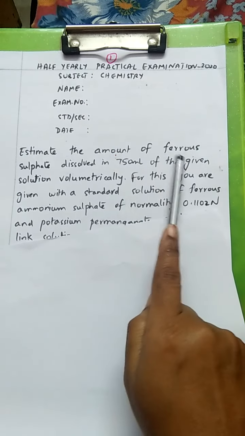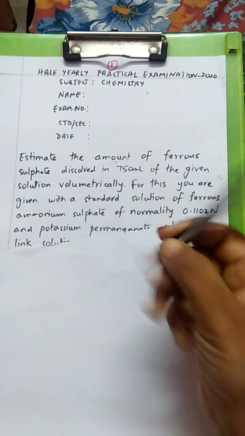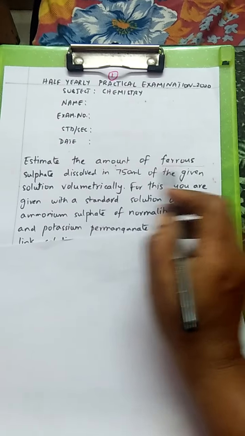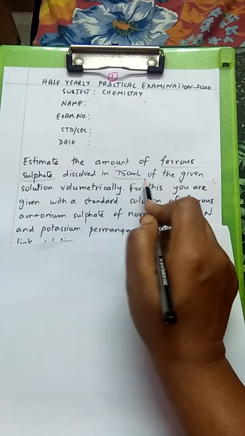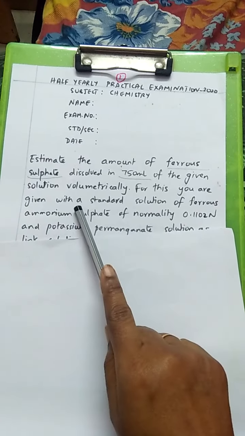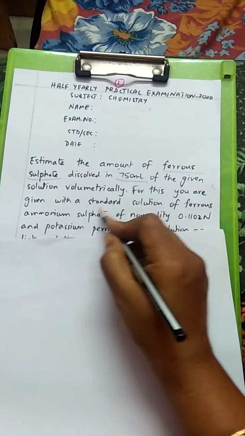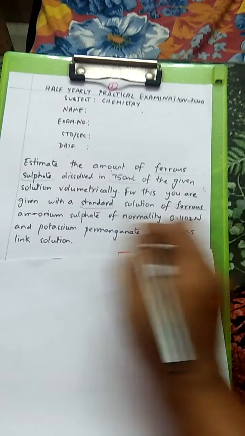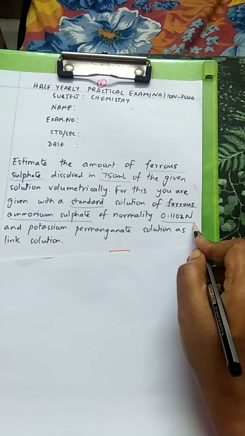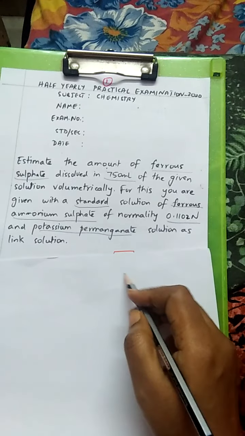Estimate the amount of ferrous sulfate dissolved in 750 ml of the given solution. You have to underline all these details while reading the question paper. Ferrous sulfate, 750 ml, the given solution, volumetrically. For this, you are provided with the standard solution of ferrous ammonium sulfate. So standard, what is standard? Ferrous ammonium sulfate of normality 0.1102 N. Potassium permanganate is given as link solution.